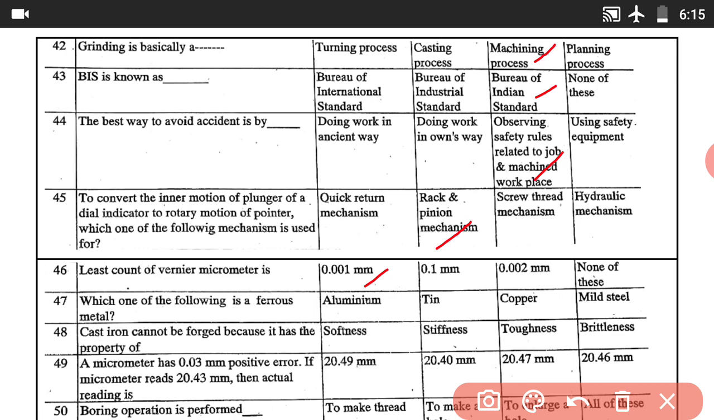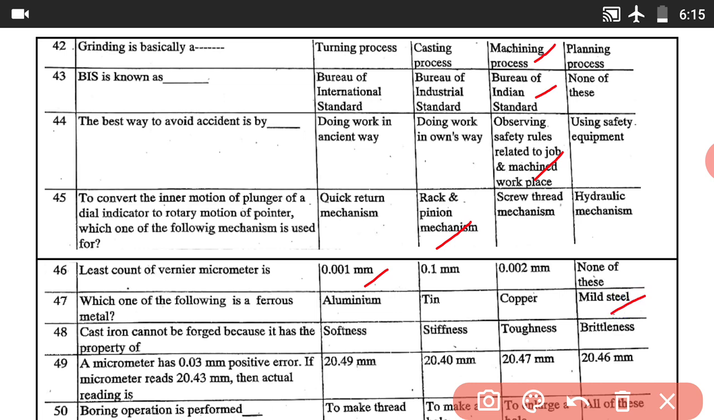Question number 47. Which one of the following is a ferrous metal? The answer is mild steel. Option D is the correct answer, mild steel.